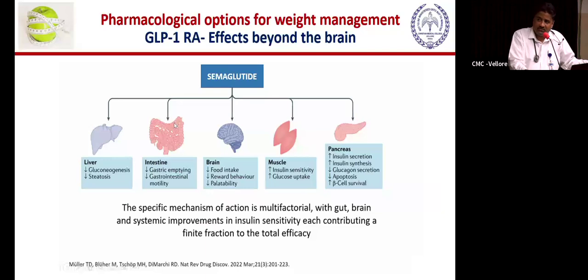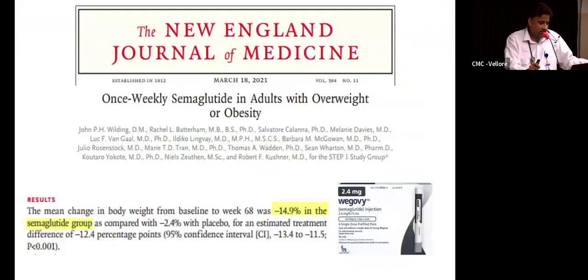It does have other effects on the liver. Therefore, they're also being tried in fatty liver disease. They also have an impact on the intestine, which is predominantly responsible for the side effects that we get, and also improve glucose uptake in the muscle, improving insulin sensitivity. So that's how semaglutide worked. It was this particular trial that got it approved.